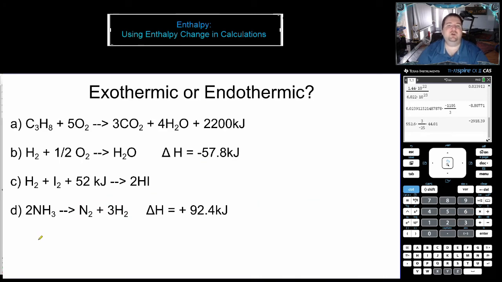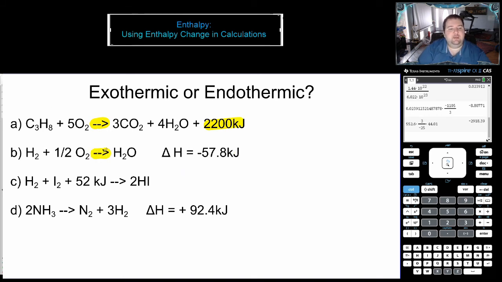Let's go ahead and try out a couple questions here. Are these exothermic or are they endothermic? Go ahead and pause the video now and try these out for yourself. Welcome back. All right, let's go through these real quick. So in question A, here's my arrow. Where's the energy? It's on the right-hand side. Well, if energy is on the right-hand side, it is exothermic. So this one is exothermic.